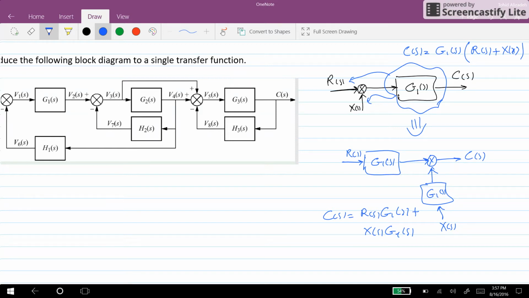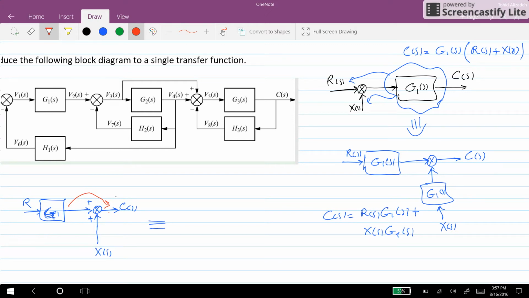The same thing happens when we want to move the block after the summation point. Here we have one example. I have G1 here with R as the input of the block. Then we have a summation point. The sign doesn't matter here, let's say. Afterwards, X(s) is another input, and then C is the output. This is also equivalent to the case in which G1 has moved to this point after the summation point.